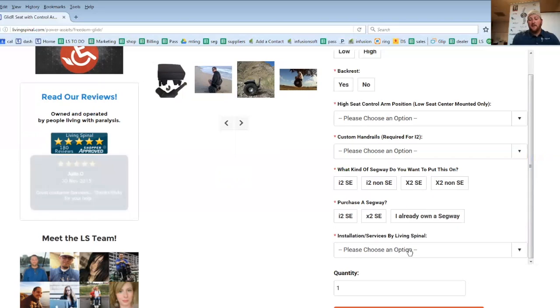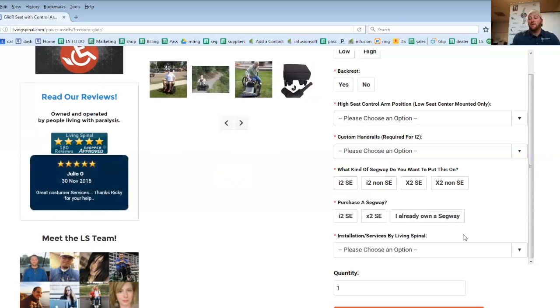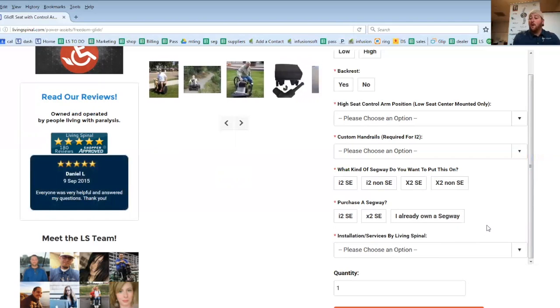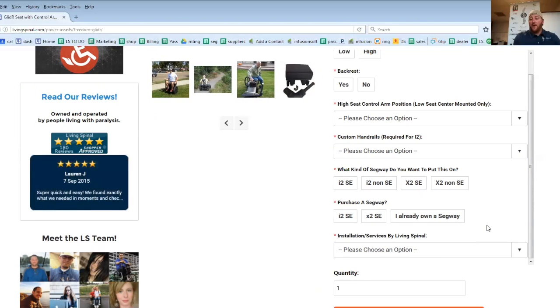The last thing here is going to be installation. So there are a couple different choices. You can either install it yourself. There's a lot of people that are very mechanically inclined out there, or maybe they have a friend, an uncle, a sister, a brother, whatever, that is mechanically inclined as well and could help them install it if you're not. So that's your first choice.